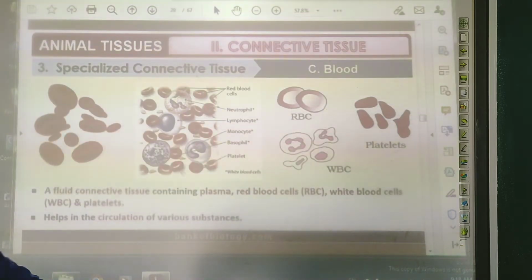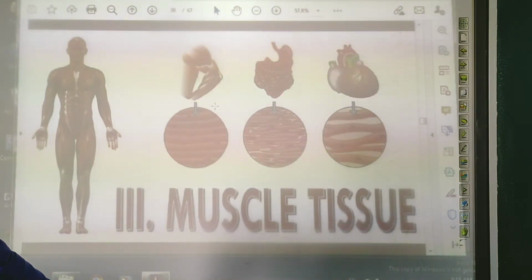And the different types of blood cells: RBC, WBC and platelets. What are the functions of RBC, WBC and platelets? That we have already studied in 9th standard. RBC carry oxygen, WBC work as the soldiers of the body, and platelets are responsible for blood clotting. All these things we discussed.